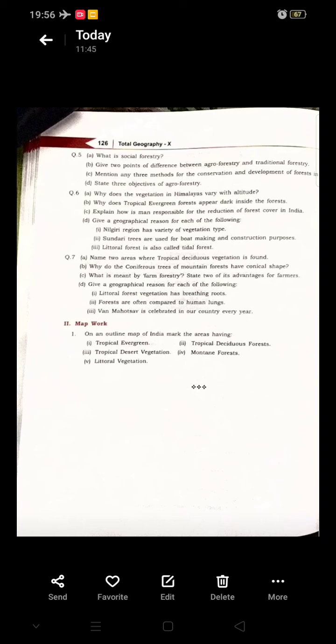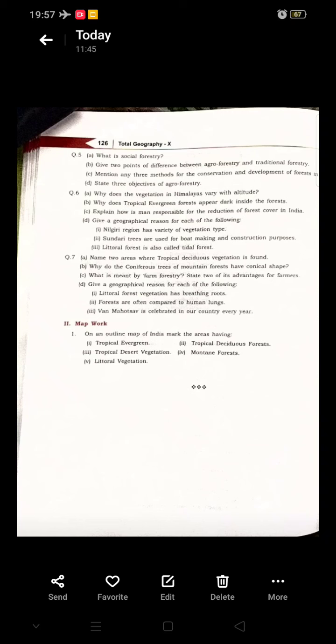I think they are asking for 3 objectives, so any 3 can be mentioned: to reduce the pressure on natural forests for obtaining timber as well as non-timber forest product, to check soil erosion and to maintain the natural fertility of the soil, to maintain ecological balance along with proper utilization of farm resources.